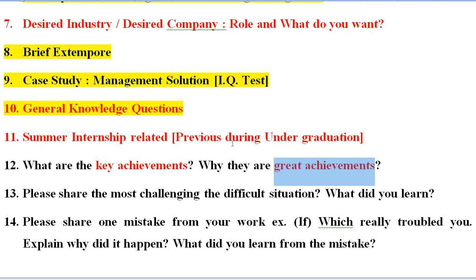If you give an answer of 3 to 4 lines, they will ask some sort of question from the key achievements, and you will be totally in trouble, because they think better and know better than you about everything.